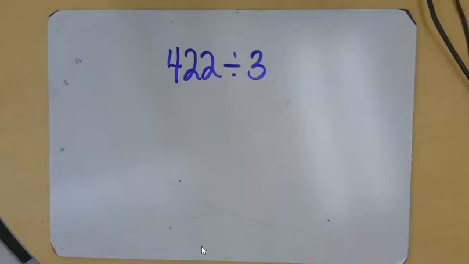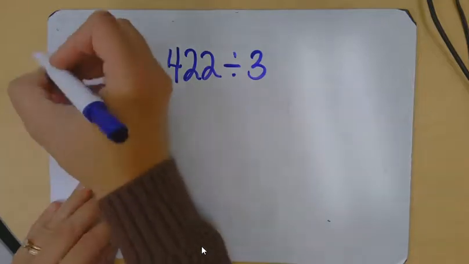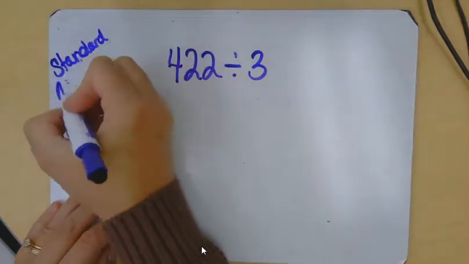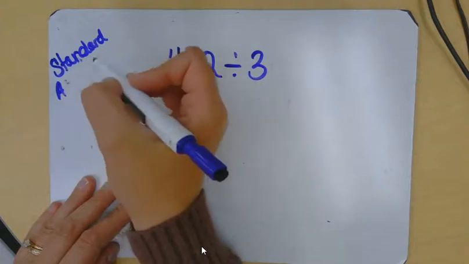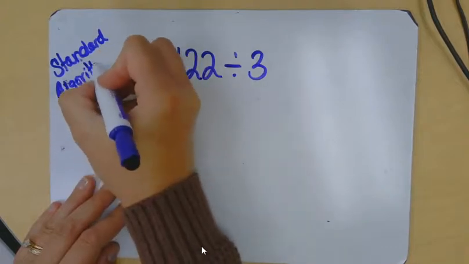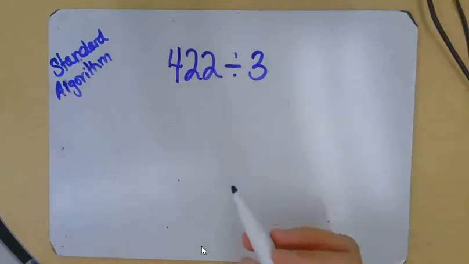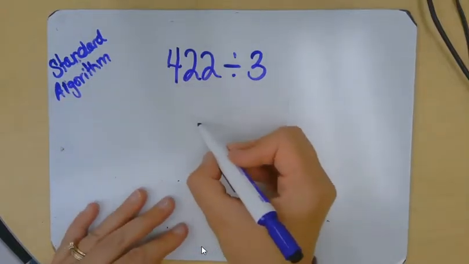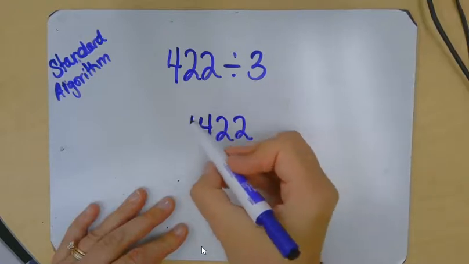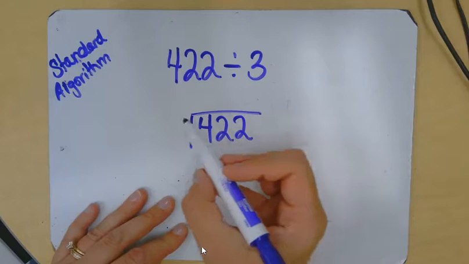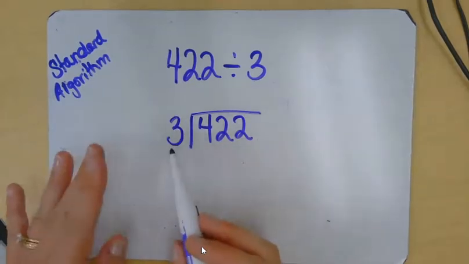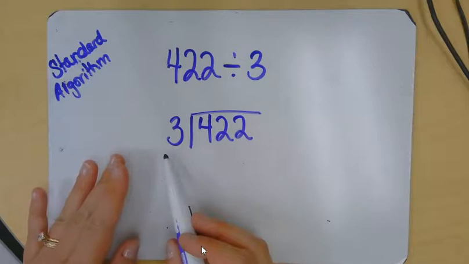So the next strategy that we're going to take a look at is the standard algorithm. This is what your parents are going to think about when you say you're solving a long division problem. With the standard algorithm, what I like to do is put it inside of that division house. So I'm going to put 422, my dividend, with my divisor of 3 outside. So I have 422 tallies, and I'm dividing it equally among 3 people.